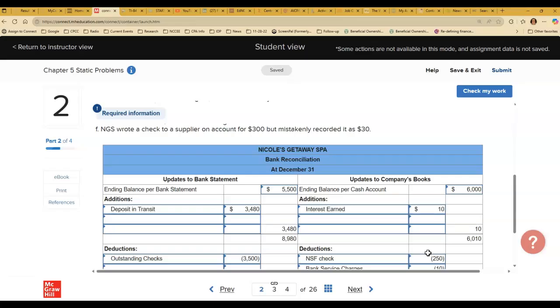Okay. Don't forget, you could be thrown one where it says the check was written for $39 and we recorded it at $93, right? You remember what kind of error that's called? Transposition error. Good. So don't let that kind of stuff throw you off. All right.